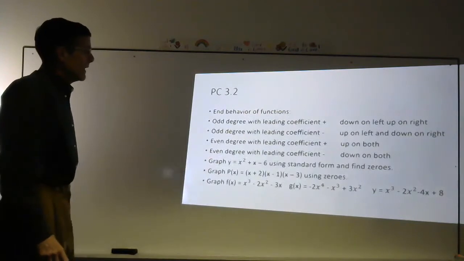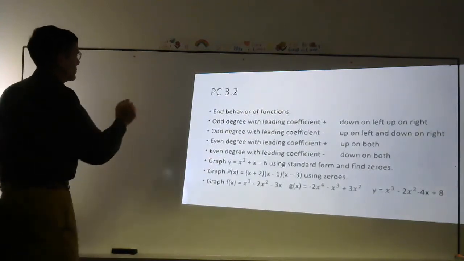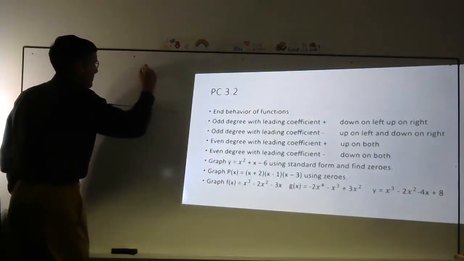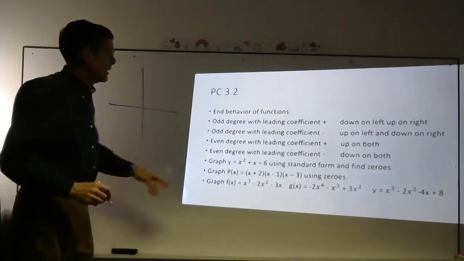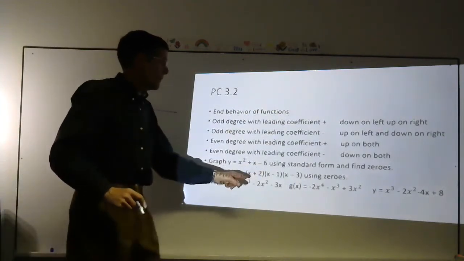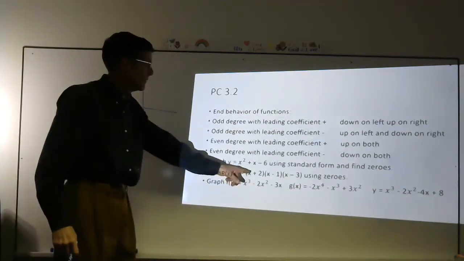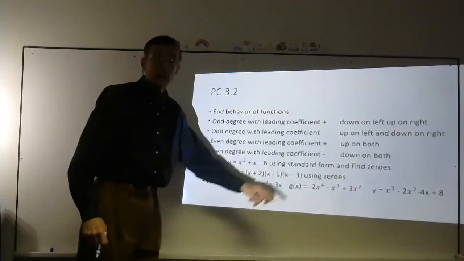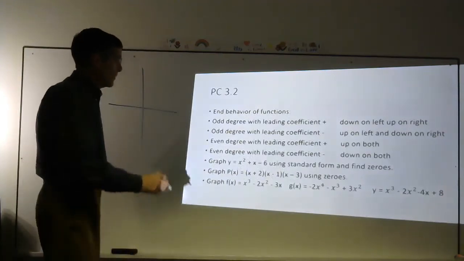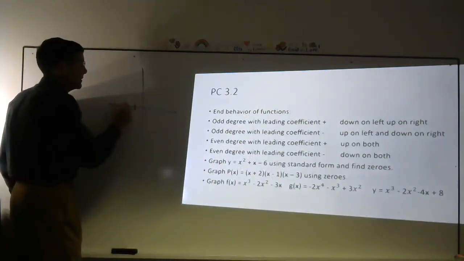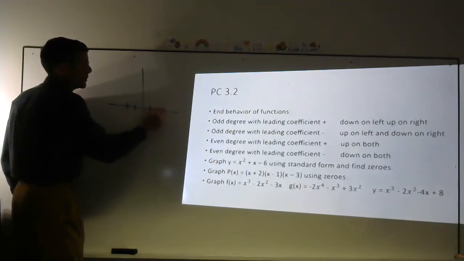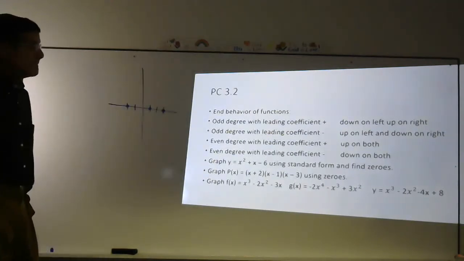How about graphing that just using zeros? Okay, so let's talk about it. Now, look what we know. Using zeros, we set the whole function equal to 0. You're going to get x equals -2, x equals 1, or x equals 3, right? So I'm going to have a 0 at -2, at 1, and at 3, correct?